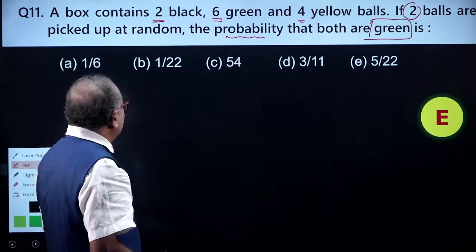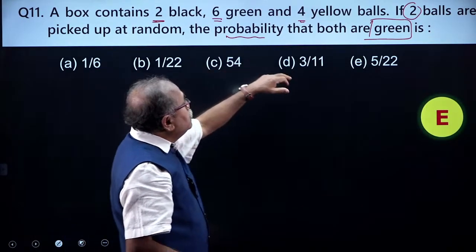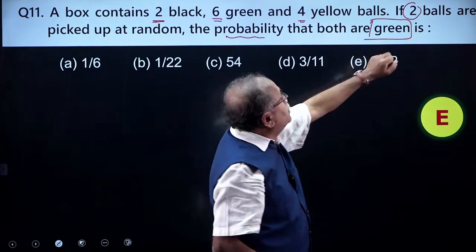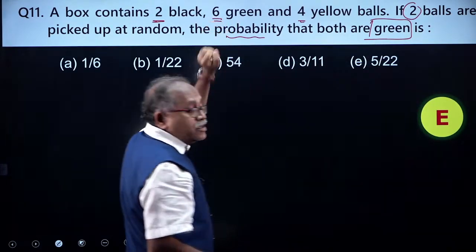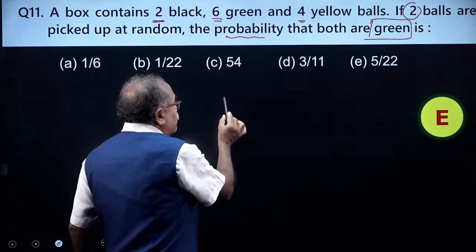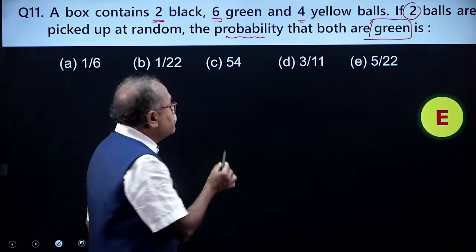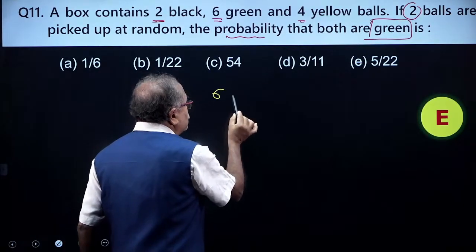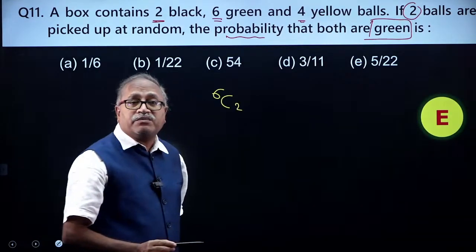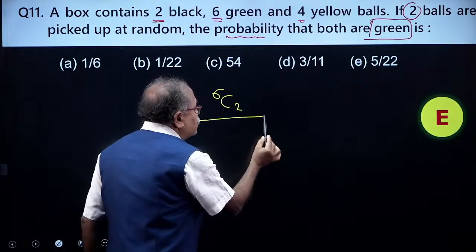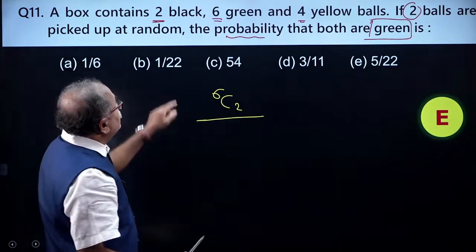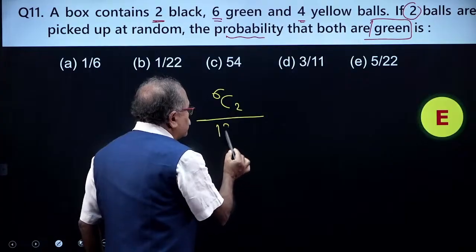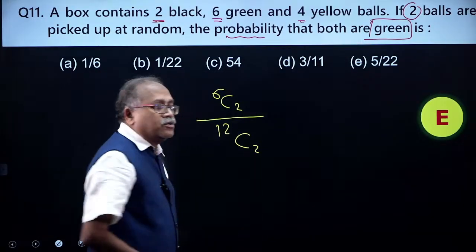So, what we do over here, that I need to select 2 balls, and these 2 balls must be green. How many green balls are there? 6. So, the favorable event is 6C2, favorable event by total event. So, what is the total number of balls? Here 12 balls are there. So, from 12 you are taking 2.